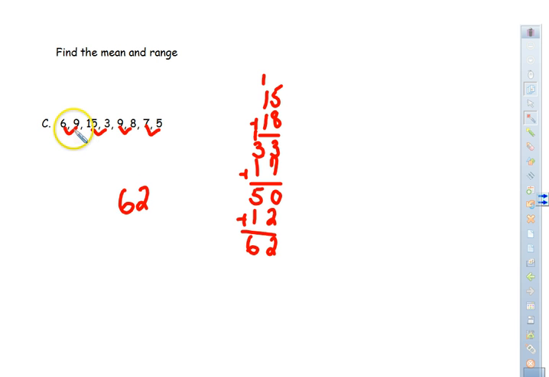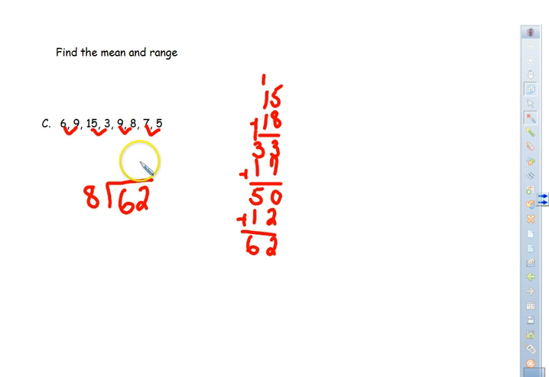And now we are going to count up how many numbers we have, which is 1, 2, 3, 4, 5, 6, 7, 8. And so we're going to have to divide this by 8. And when we do that, you are going to see that we're not always necessarily going to get an even number. So we might get a remainder, we might get a fraction or a decimal. So how many 8s go into 62?